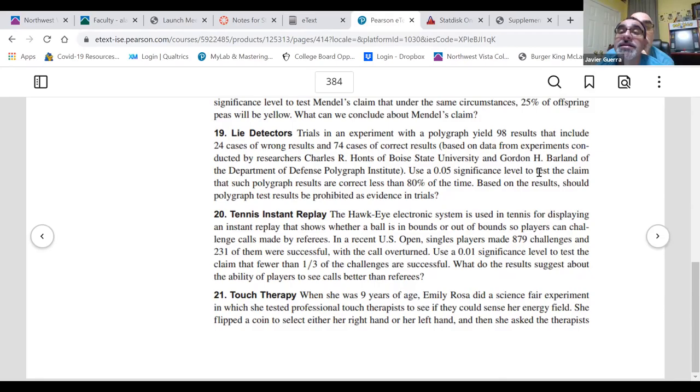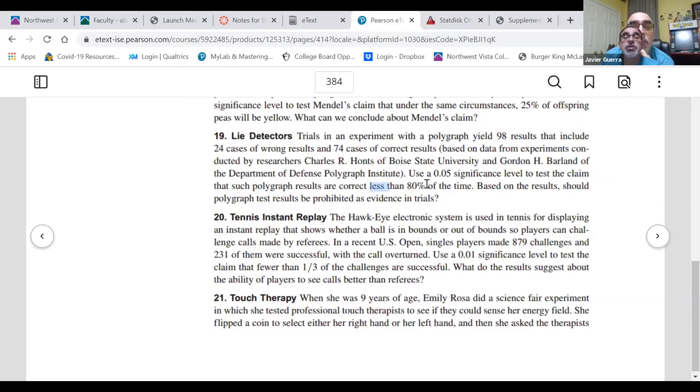Did y'all find it? Did y'all look for the word "test the claim that"? I can't highlight. There it is. Test the claim that, all right, less than 80. All right, so I'm using the P again because it's proportional. 80 is a percent, proportional. What inequality symbol is stated? It says less than, right? Where does the less than symbol go? Does it go in the H0 or the H1?